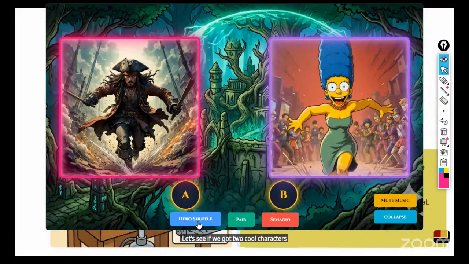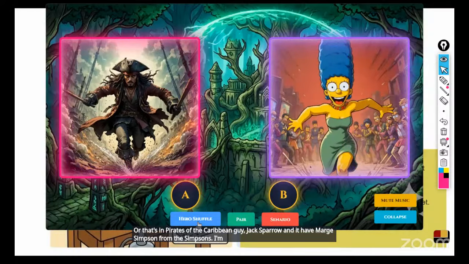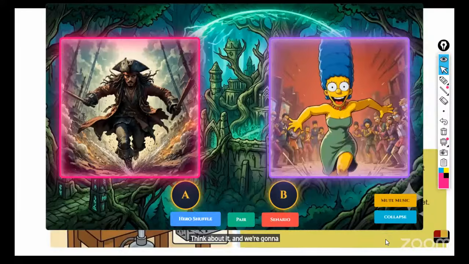Hey, not too bad. Who are these two guys again? Well, that's the Pirates of the Caribbean guy, Jack Sparrow, and Marge Simpson from The Simpsons. I'm a huge Simpsons fan, grew up with The Simpsons, but I also like Pirates of the Caribbean. Think about it, and we're gonna launch the polls in a little while. A is Jack Sparrow. B is Marge Simpson from The Simpsons. Let's get the polls going.